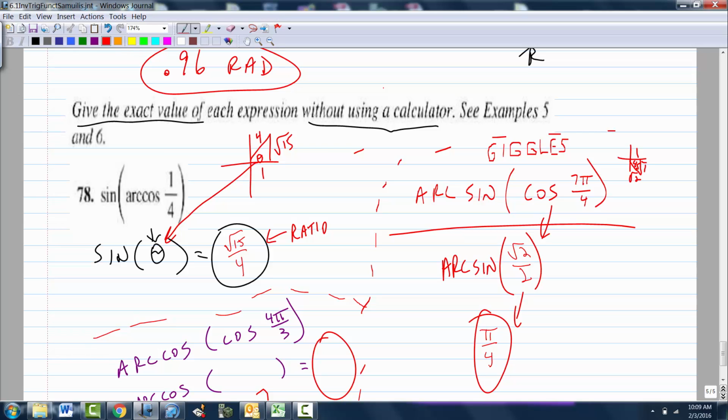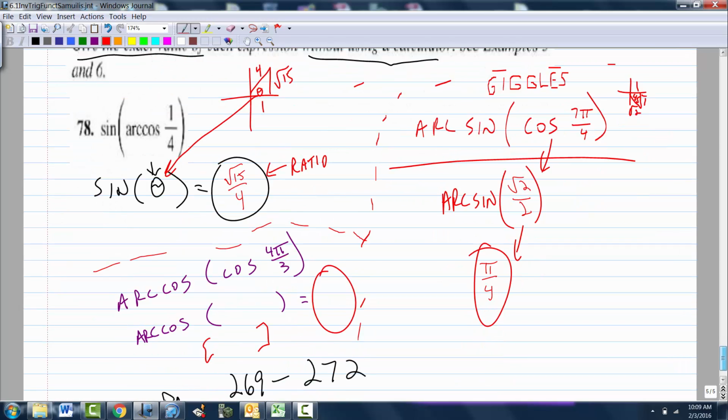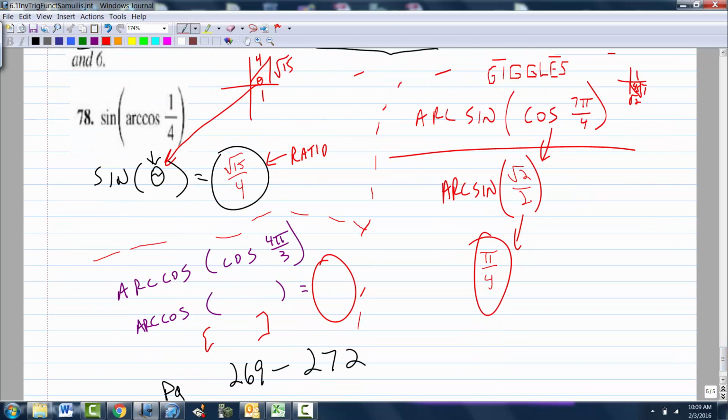So what I'm trying to tell you is, you cosine 7 pi over 4, but then when you arc sine root 2 over 2, you have to worry about the restrictions and answer the question according to the restrictions when you're dealing with arc sine. And then this gets real weird. What about arc cosine cosine? Don't you think arc cosine cosine should cancel each other out? Yeah, but it doesn't. The answer is not 4 pi over 3 because of restrictions.